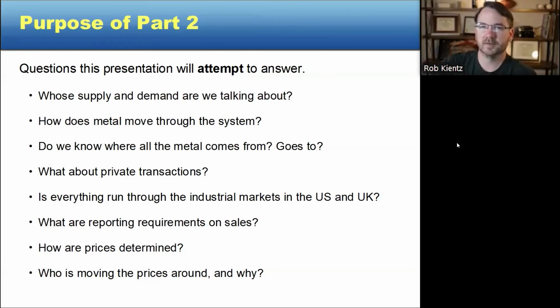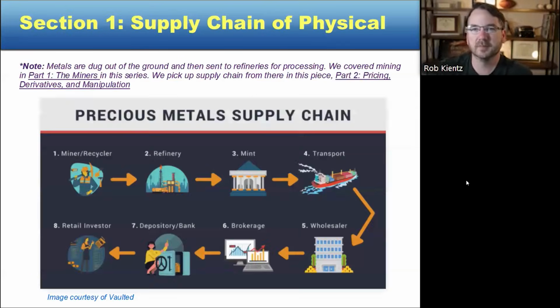And the precious metals, of course, is a part of the commodity sector. So a lot of the research we're presenting applies to any commodity that you may be looking at, not just gold and silver, even though we're focusing on gold and silver for purposes of this particular masterclass. Supply chain of physical, as we get into section one.